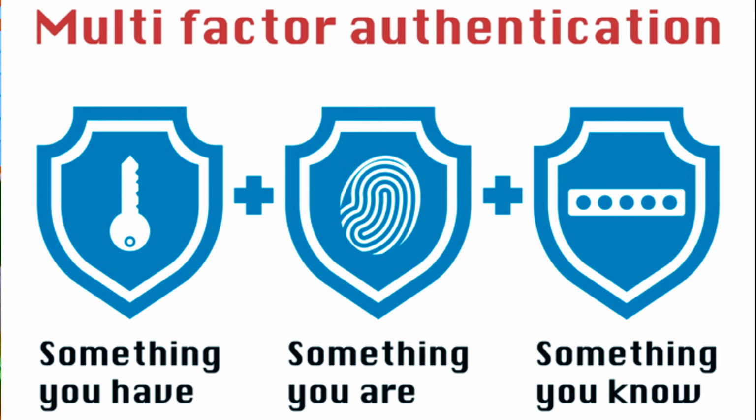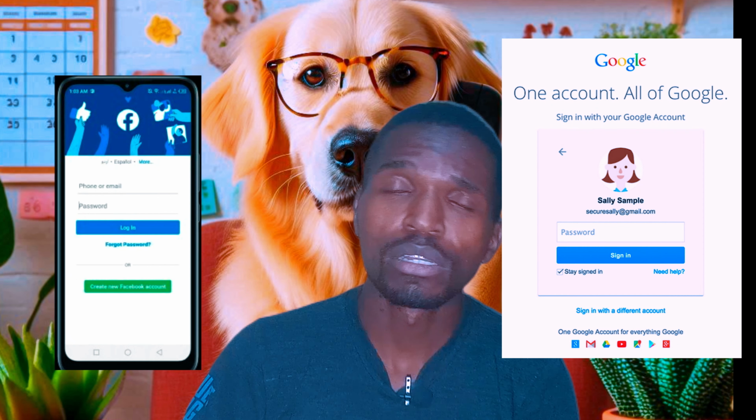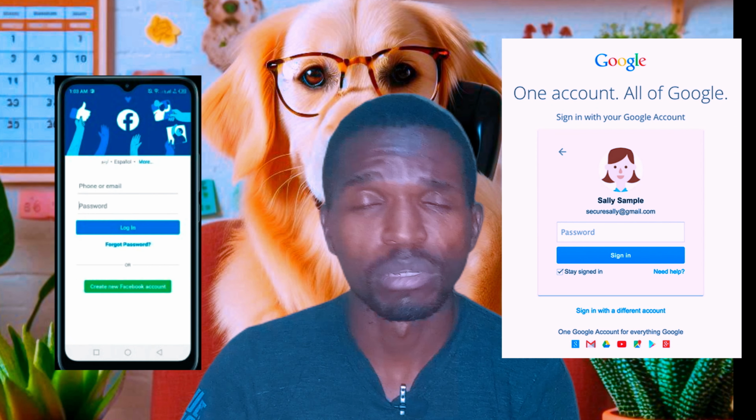So there are three things involved when it comes to multi-factor authentication. That is something you know, something you have, and something you are. Something you know includes things to do with passwords or PINs. So whenever you're logging into the system, you find that you're always required to provide the right password to be logged into the system. And then something you have. This refers to things like ATM cards or the passcodes that are sent to your phone.